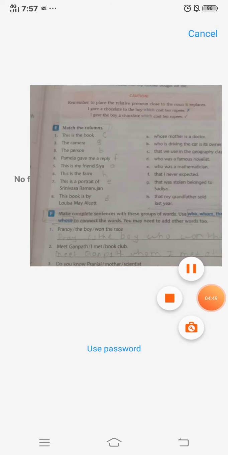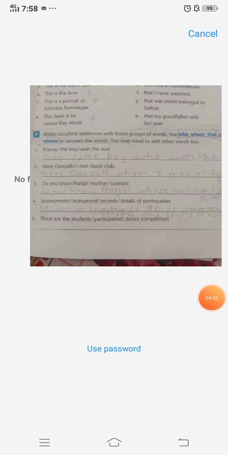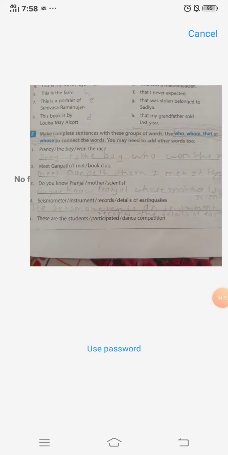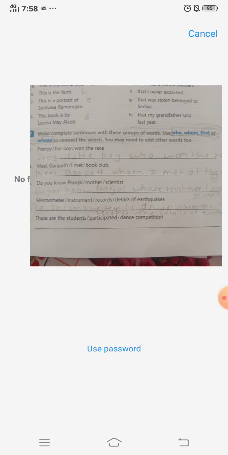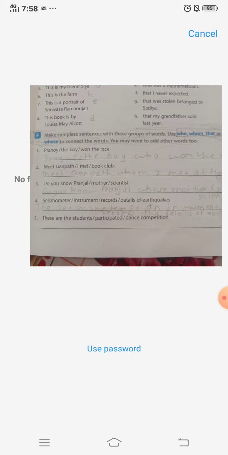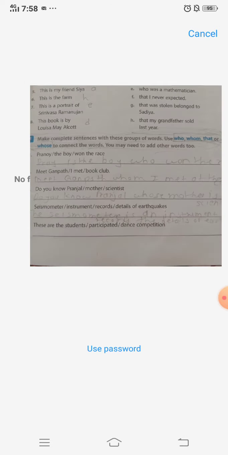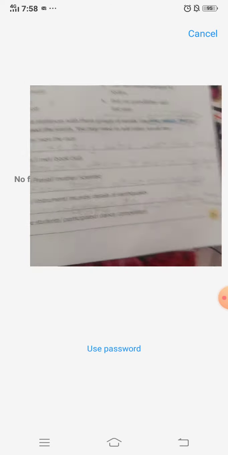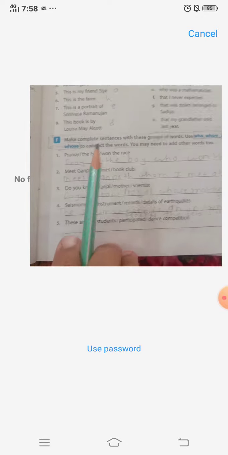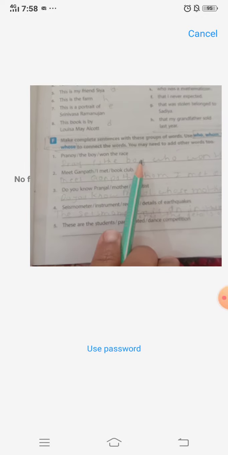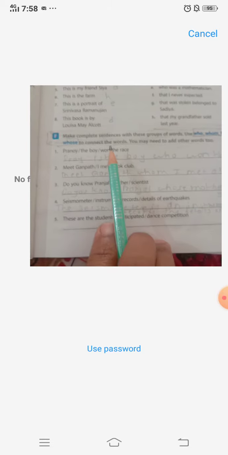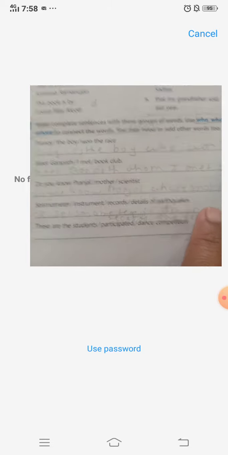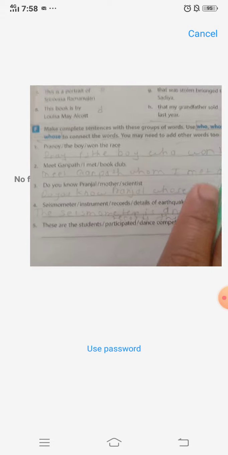Okay, now see the exercise. Now exercise F. Make complete sentences with these groups of words. Use whom, who, that, whose. These 4 words you have to use and connect these 2 sentences. Now see the sentences. If you see, the sentence is not given whole. The part of the sentence is given, and they have asked us to make the sentence and use these words also. So according to the meaning we are going to do it.